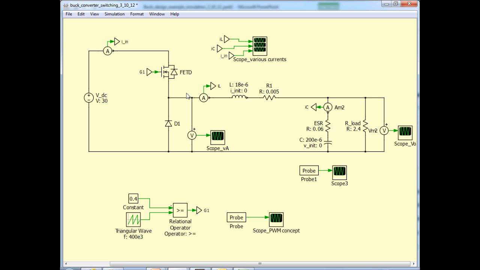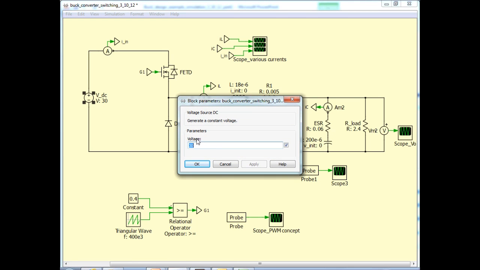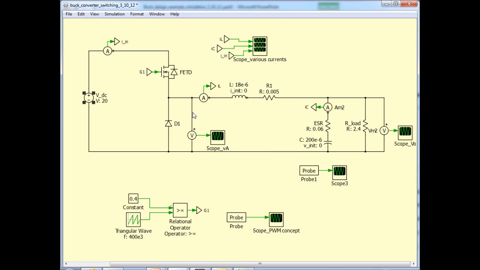Okay, then let's look at the simulation under a different operating condition. So for example, we can change the input voltage. It's presently the maximum of 30 volts. Let's change it to the minimum input voltage condition, and that is 20 volts. So change the input to 20, and we will simulate the converter under the same full load condition. So the load is the same, 2.4 ohms.